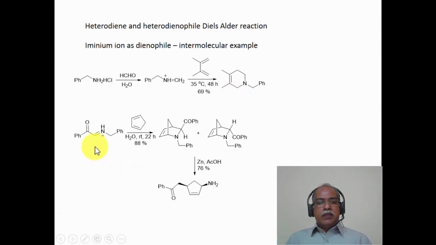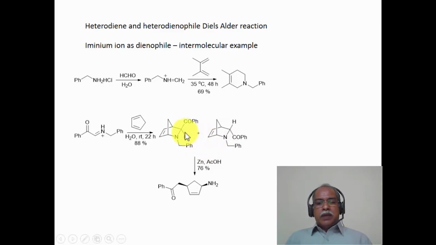Here is an iminium ion which is generated from the aldehyde and the primary amine, and that reacts with the cyclopentadiene to give two types of adduct, the exo-adduct and the endo-adduct. This is exo with respect to the carbonyl functional group and the bridge here, and this adduct is an endo-adduct with respect to the carbonyl functional group and the bridge that is given here, for example.